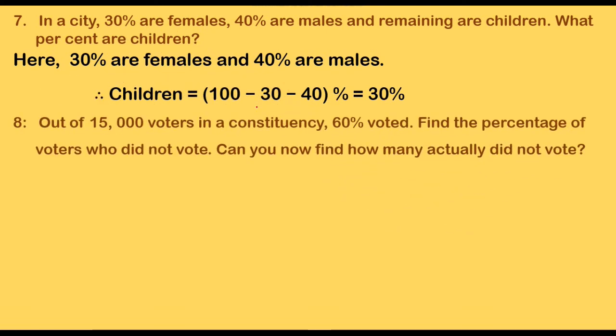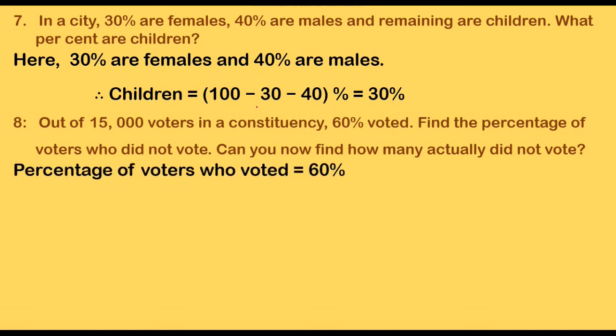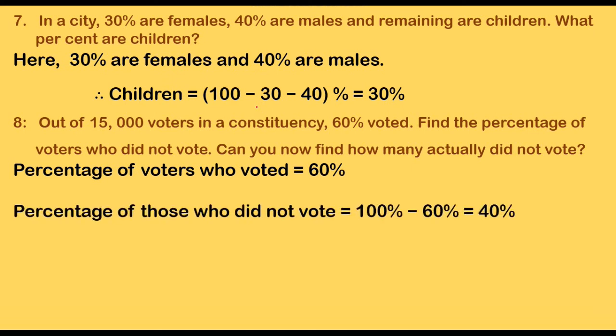Question number 8. Out of 15,000 voters in the constituency, 60% voted. Find the percentage of voters who did not vote. Can you find how many actually did not vote? Percentage of voters who voted was given as 60%. So what is the percent of voters who did not vote? 100 minus 60, that is 40%.